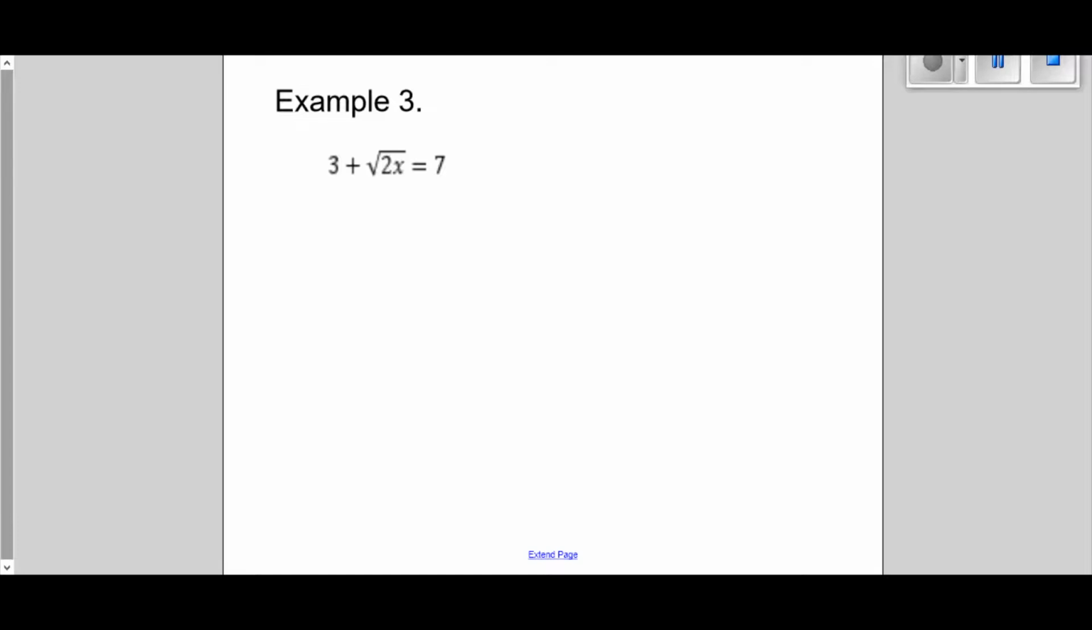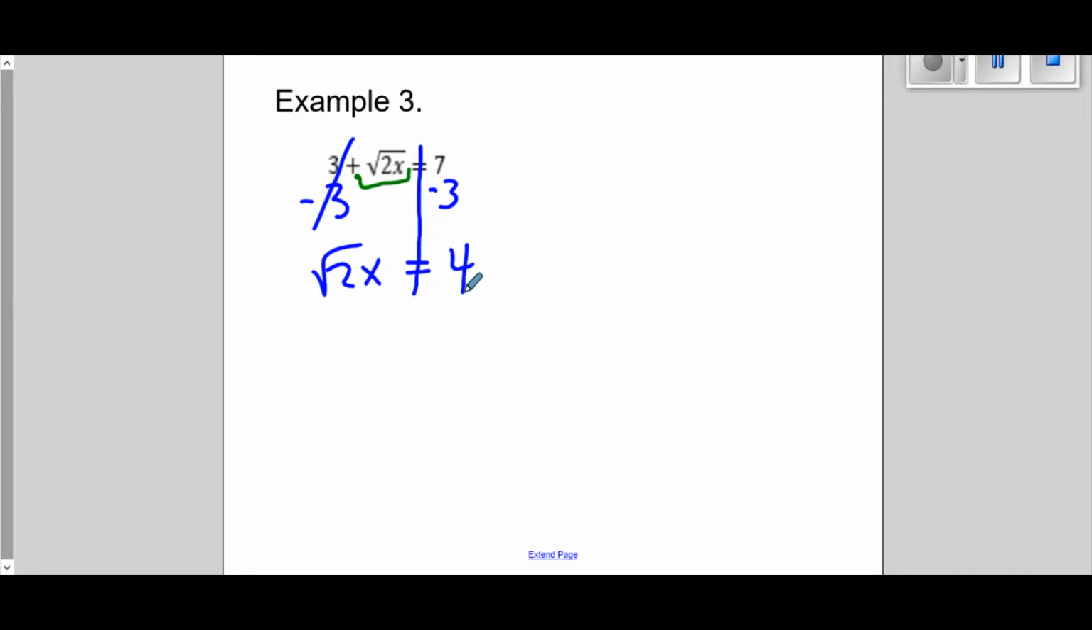Example 3. So now notice we have a number with our square root. So we have 3 plus the square root of 2x. So here's the square root. So to solve this, we need to get the square root by itself. If you take another look at examples 1 and 2, the square root was already by itself, so we didn't need to do anything. We were able to square both sides right away. Here, what we need to do to get the square root by itself is get rid of the 3 that's outside the square root. So first, we'll draw the line and we'll subtract 3. So those 3's cancel. So I get the square root of 2x equals 4.